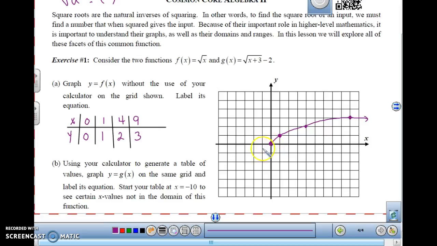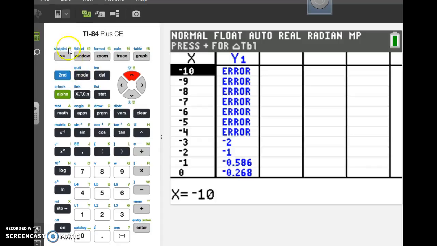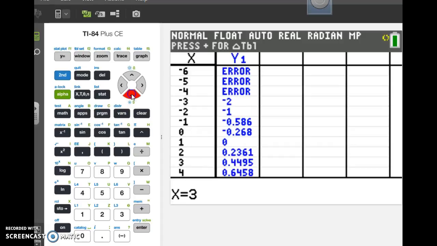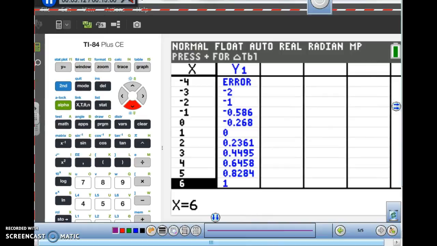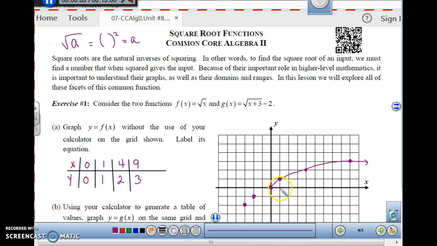So let me graph those. Negative 3, negative 2. Negative 2, negative 1. All right, need a couple more. Let me scroll down. Negative 1, negative 0.586 is hard to figure out. How about 1, 0, and 6, 1? Let's try 1, 0, and 6, 1. See what we can do there. So 1, 0 would be here. And then 6, 1 would be right there.